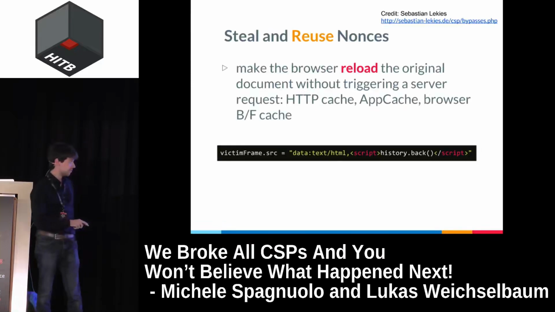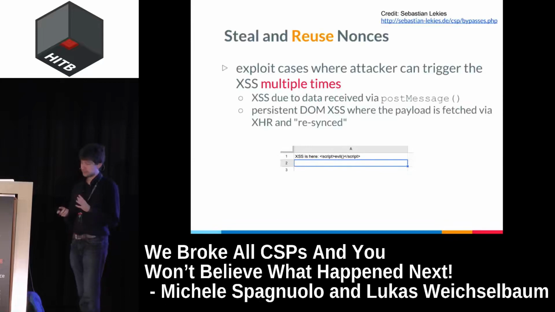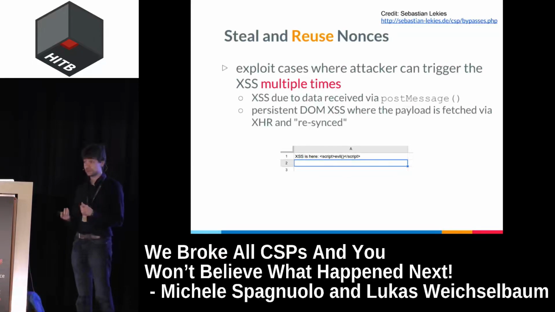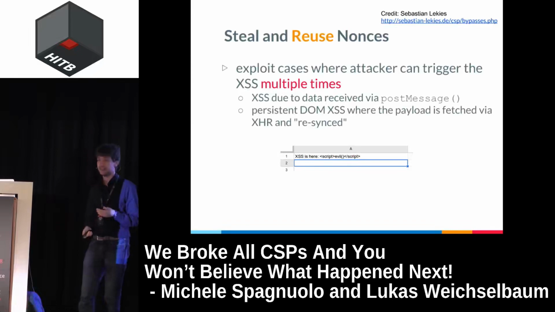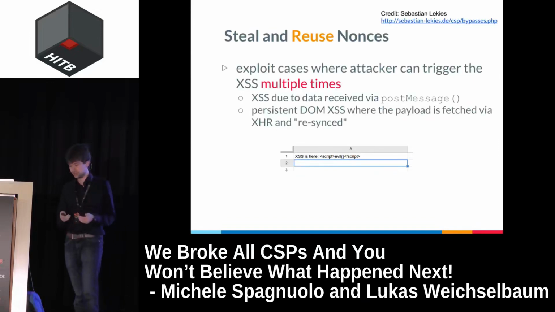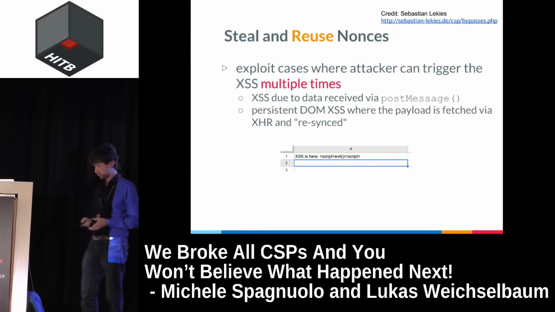So one way is to have a frame, also inject a frame, and have a history back. This would not trigger a reload. And then there are some very peculiar cases that have different preconditions and constraints. For example, if you have an XSS due to data received by postMessage, and you are waiting for a postMessage, you have an onmessage handler, and then you have a DOM XSS there, well, then the page would not have been refreshed, right? So you would be able to reuse the nonce. And the same if you have an XHR and you're waiting on the reply from the XHR.